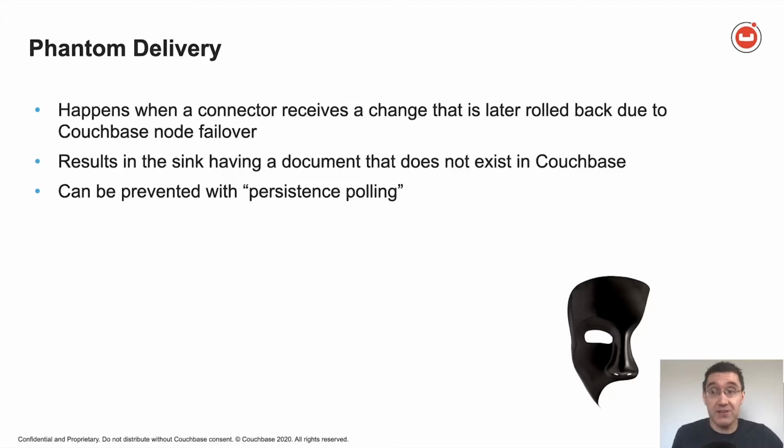So to prevent this phantom delivery, the connectors use a technique called persistence polling. What this means is that they are periodically asking all the replicas which events they've persisted to disk. They do this because an event that has been persisted to disk on all of the replicas is unlikely to be rolled back. So the connector then buffers events until persistence polling indicates that it's safe to publish the event.